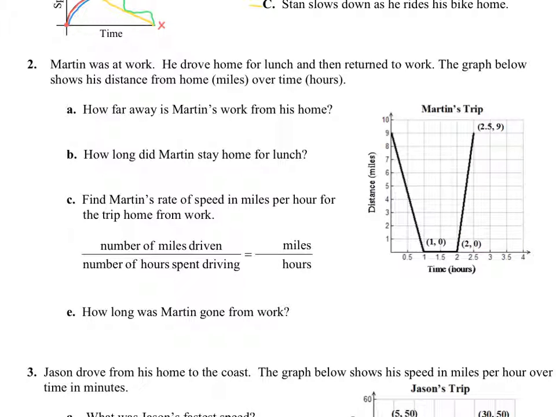In problem 2, time is represented by the x-axis and distance is represented by the y-axis. In the story for number 2, Martin is at work, he drove home, had lunch there, and then he drove back to work. In part A, the question says, how far away is Martin's work from his home? Well, we can see he starts from his work, and then he goes home to here, which is 9 miles away.